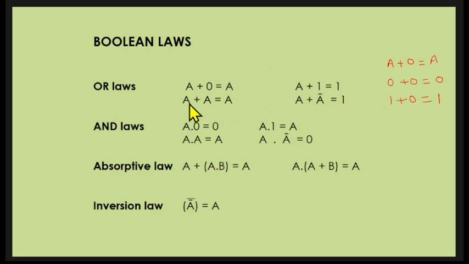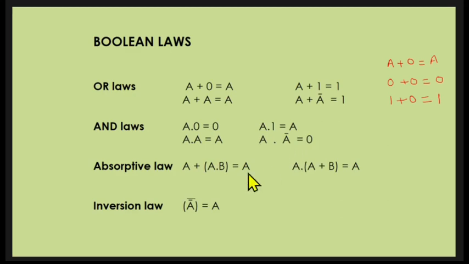Some more OR laws: A plus A is equal to A, and A plus A bar is equal to 1. AND laws: A and 0 is equal to 0. That means A dot 0 is equal to 0. This is the AND operation, so we can consider this input A and 0 as the two inputs given to an AND gate. When one input to an AND gate is 0, its output is 0. Whatever the other input is, irrespective of it, the AND gate produces 0. So A and 0 is equal to 0. Similarly, A dot 1 is equal to A, A dot A is equal to A, and A dot A bar is equal to 0.